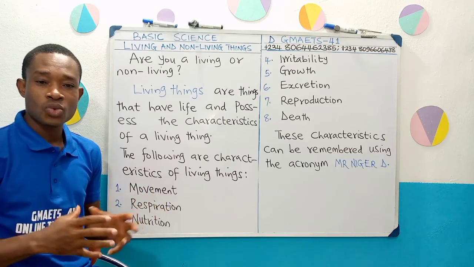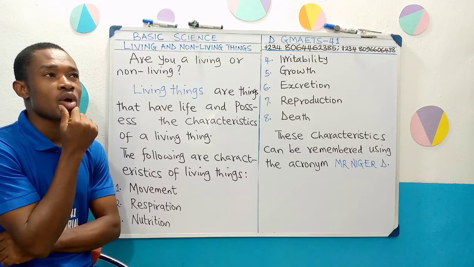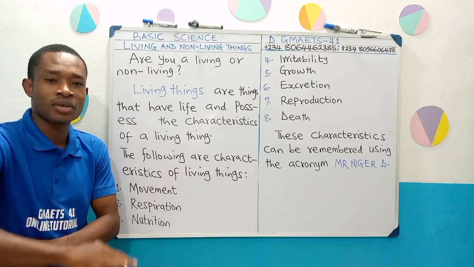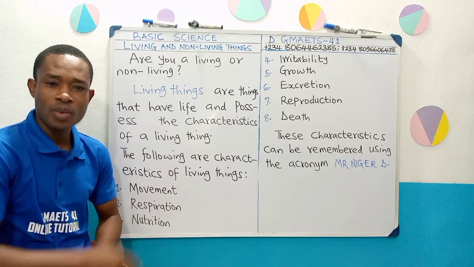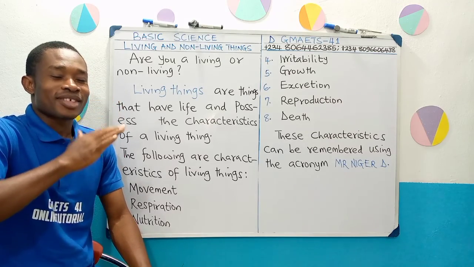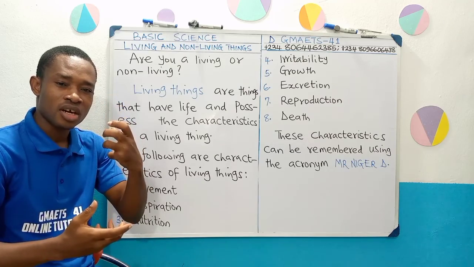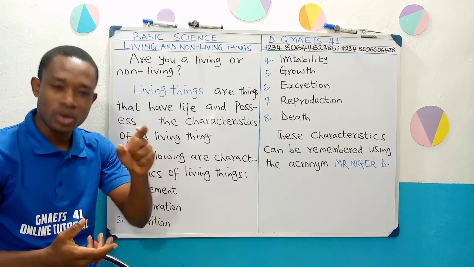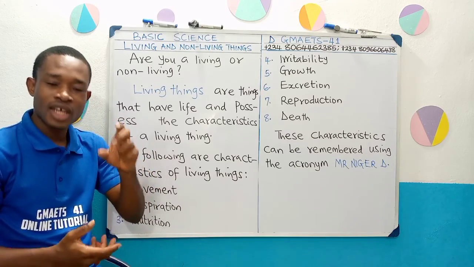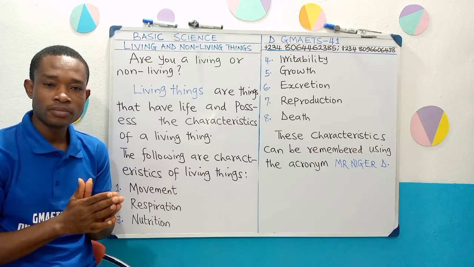Characteristic number 2 is respiration. When we hear respiration, what comes to our mind is breathing. So you breathe in oxygen and then you breathe out carbon dioxide. Can we breathe? Let's see. Breathe in. Breathe out. Alright, so when you are breathing in, you are taking in air. And when you are breathing out, you are breathing out air. The air you take in is a gas called oxygen. The air you breathe out is a gas called carbon dioxide.